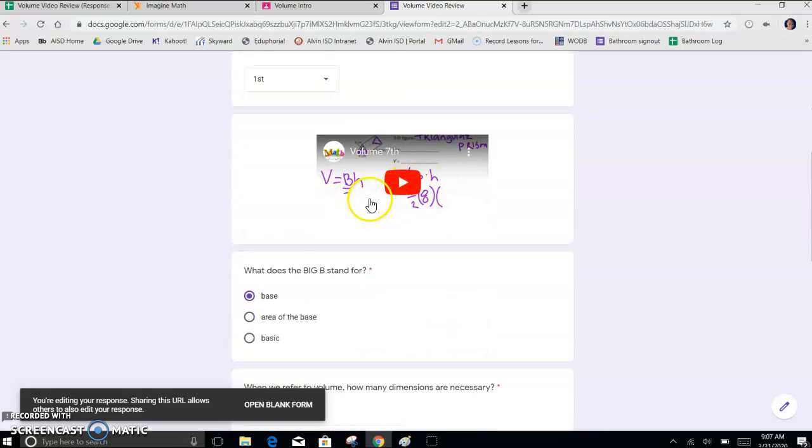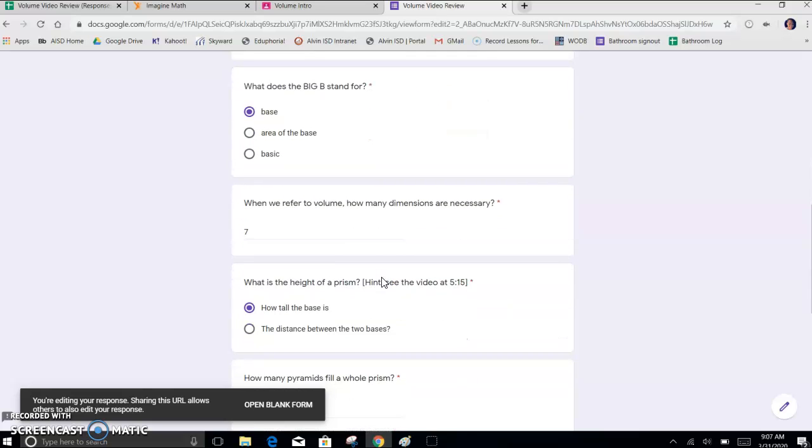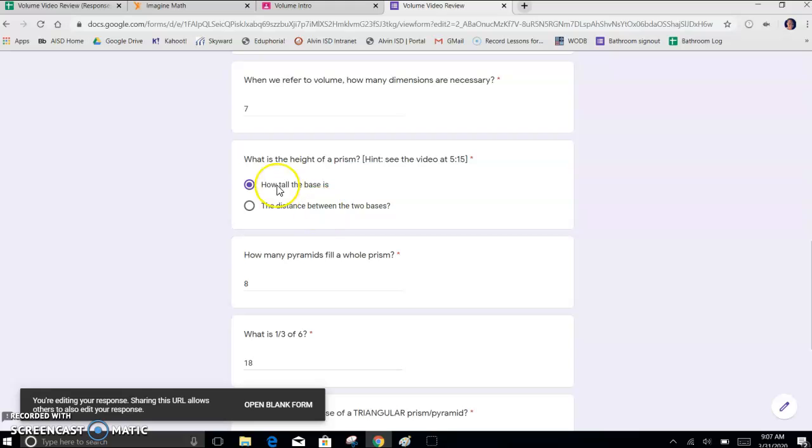While you're watching the video, at the beginning, it tells you what Big B stands for. Then later on, as you progress through the video, when we refer to volume, how many dimensions are necessary? We've talked about area, and now we're moving on to volume. There are only two numbers to consider when we're talking about area and volume. What is the height of a prism?